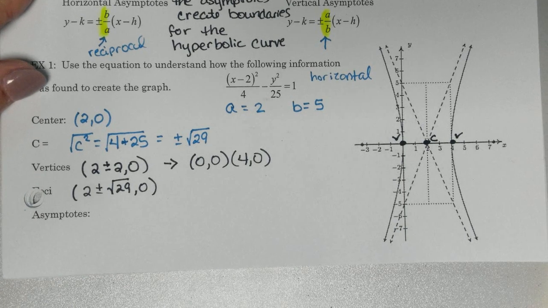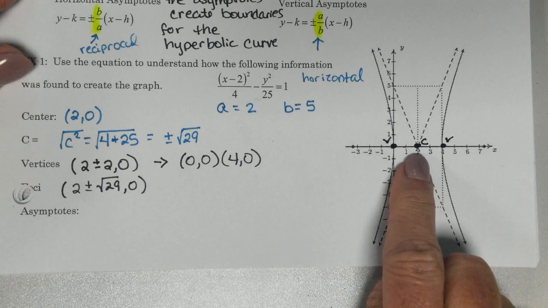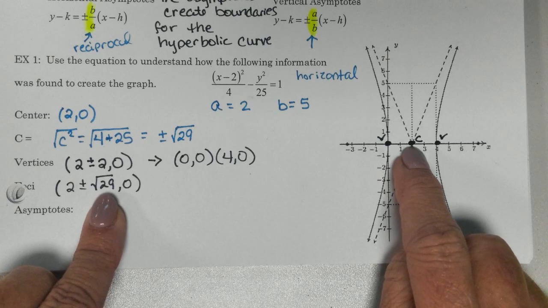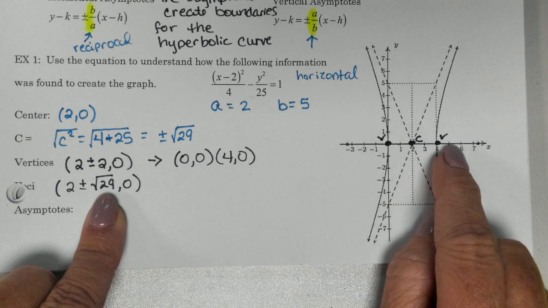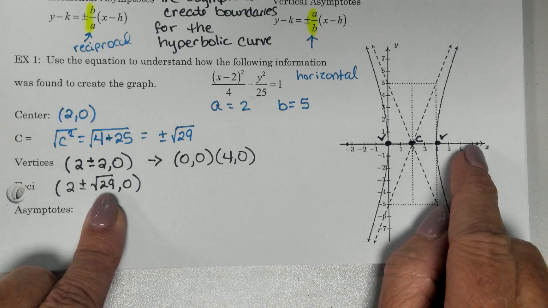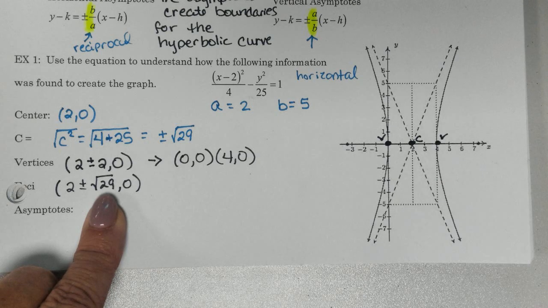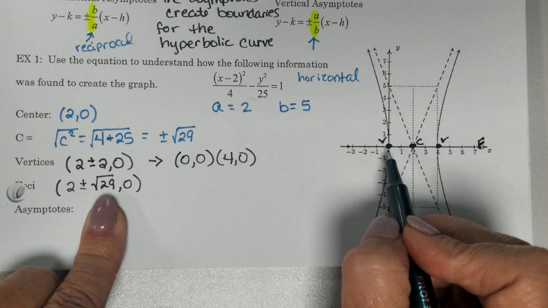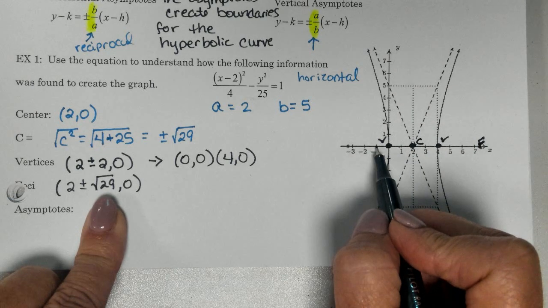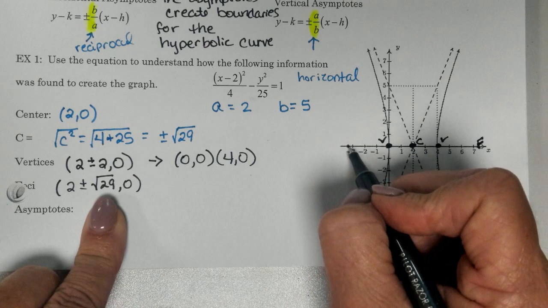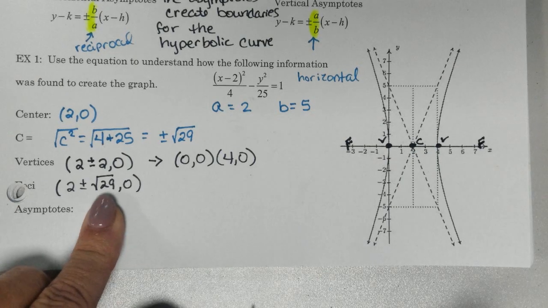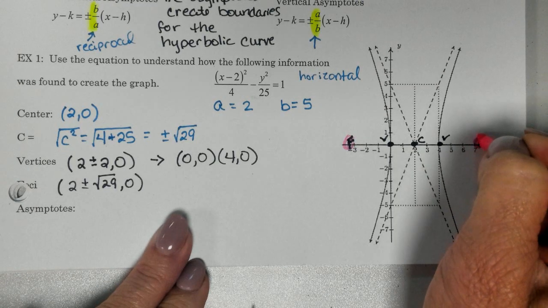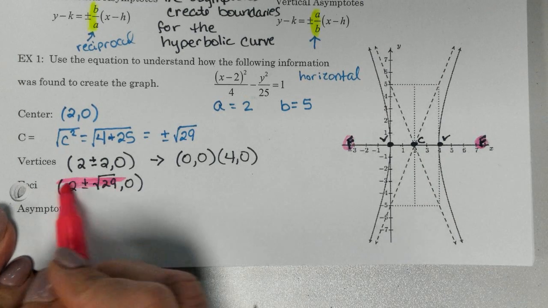Now, let's come over here and take a look. We know that's just a little bit more than 5. So if I count to the right, 1, 2, 3, 4, 5, and then just a little bit more, you'll see a point right there. That is your focal point. And do the same thing to the other side. 1, 2, 3, 4, 5, and just a little bit more. There's your other focal point. So I'm going to highlight those so that you can see where they are.